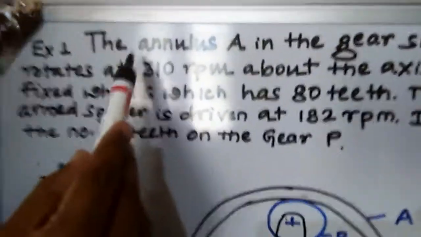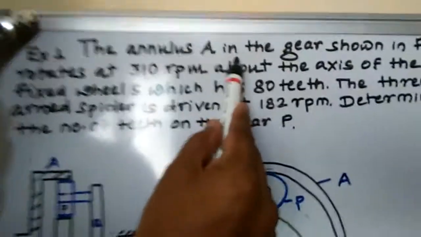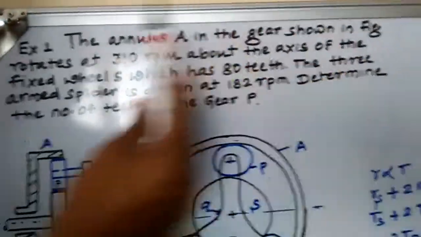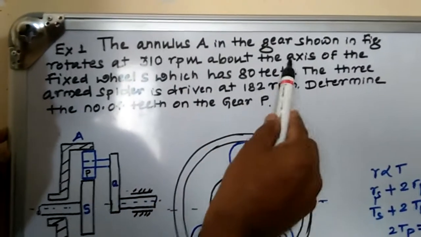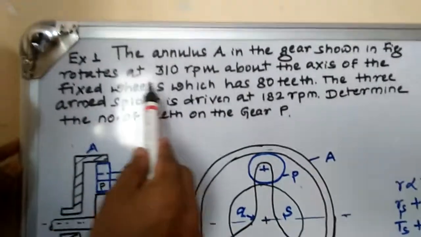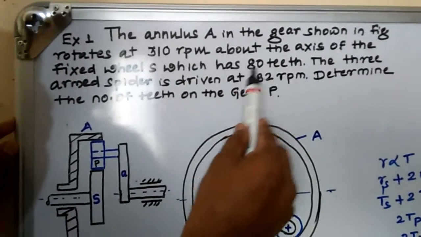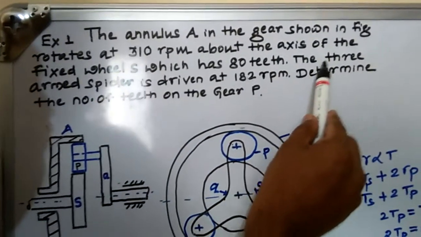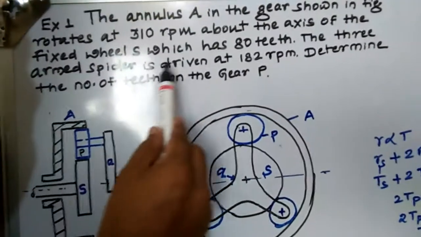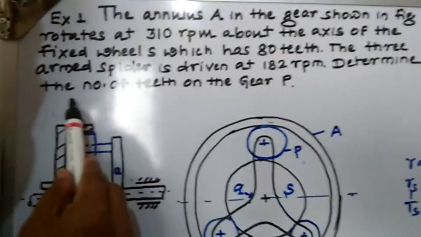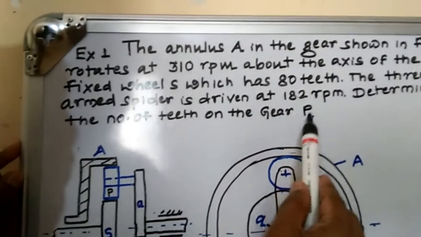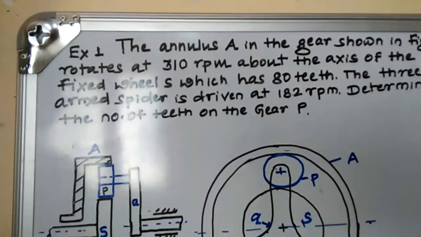Okay, I'll read the example. The annulus A in the gear shown in the figure rotates at 310 rpm about the axis of the fixed wheel S, which has 80 teeth. The three-armed spider is driven at 182 rpm. Determine the number of teeth on the gear P. They have given a figure in this case.